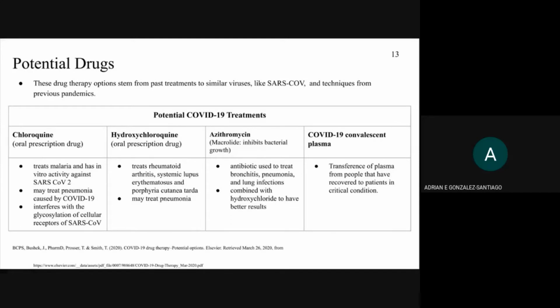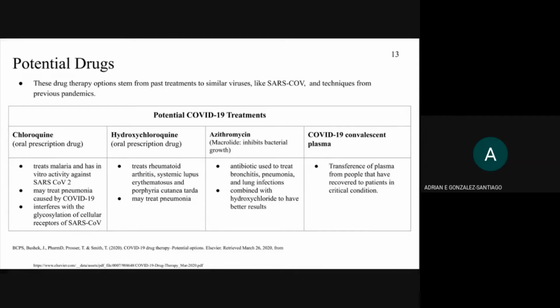We also have azithromycin, which is another antibiotic, which works just like the one mentioned before, where it gives the immune system like a little boost in order to get rid of the disease faster.